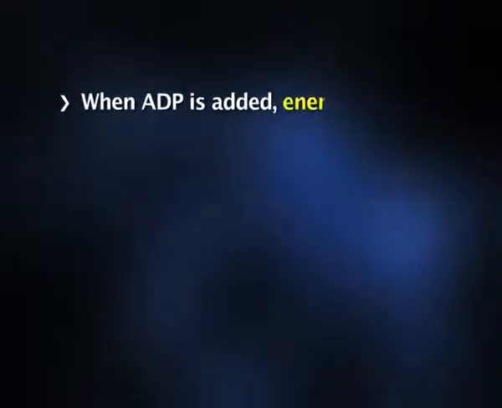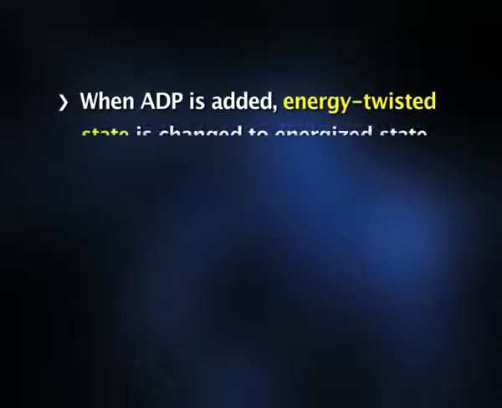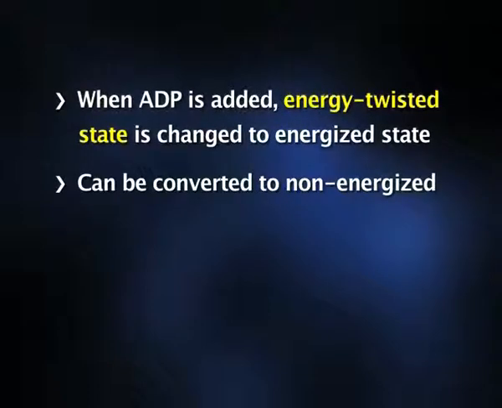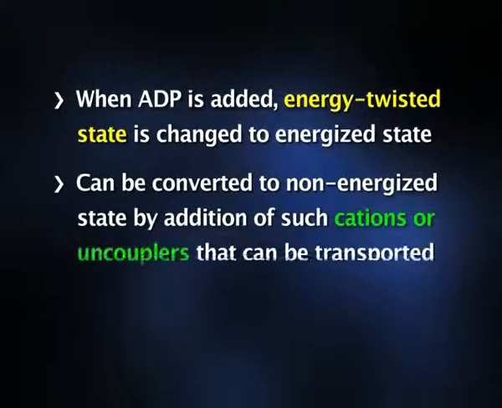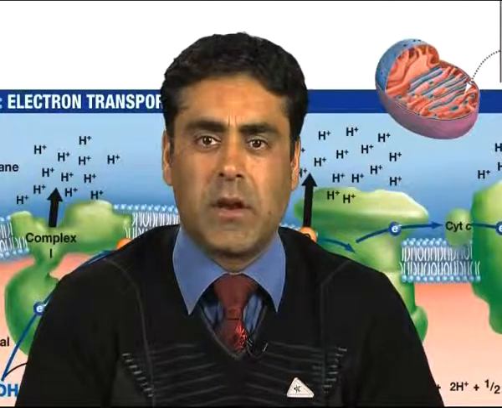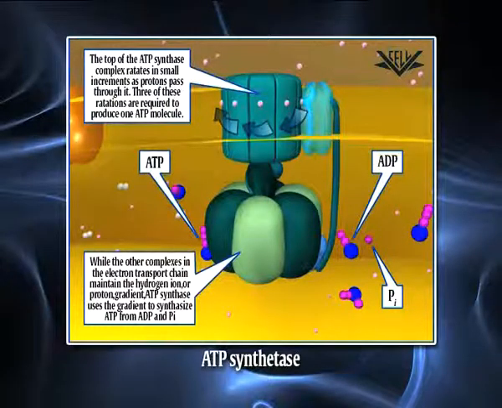When ADP is added, the energy twisted state is changed to the energized state, which can be converted to the non-energized state by addition of such cations or uncouplers that can be transported across the membrane. Of the above conformational changes, the twisted form stores the energy released during electron transport. When energy is added for ATP synthesis, the energy twisted or energized state returns to the stable non-energized state, releasing energy which is utilized for the synthesis of ATP from ADP and inorganic phosphate.